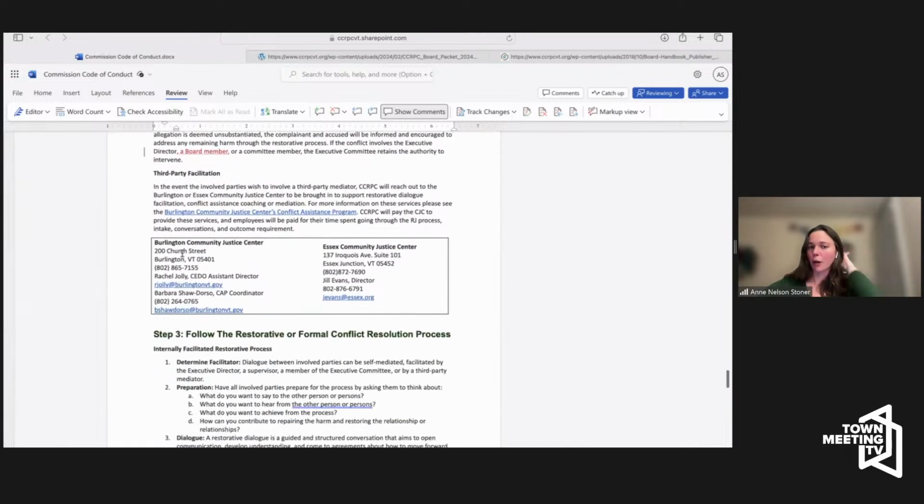There's some information about third-party facilitation. So both the Burlington Community Justice Center and the Essex Community Justice Center have stated that they're willing to be listed here as resources, contacted, and we can bring them in to offer third-party facilitation.